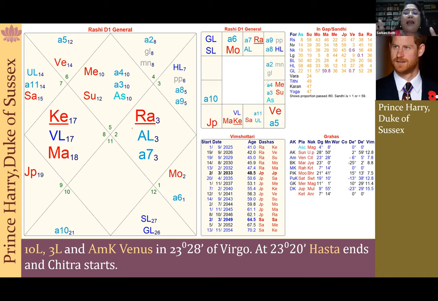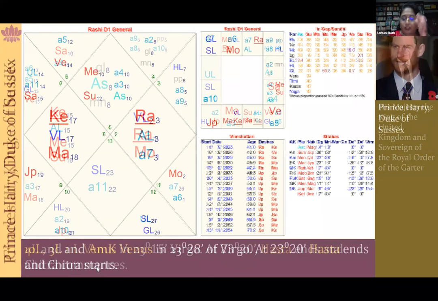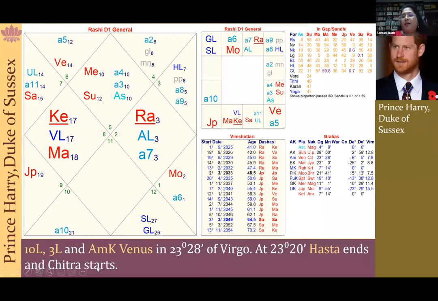The relationship between Harry and Charles is the real crucial thing out here. And we saw in King Charles's case also, Mars was in that Jyeshtha Gandhanta, remember, 10th lord and 5th lord. And then we see his Venus is in that Sandhi, and that same. His is 23 minutes, 28 degrees, and I think his is 23 minutes, 15 degrees. So he's in Hasta and he's in Chitra, but both are in the Hasta-Chitra border. So it would be very interesting to study more on that and look more at Mars.